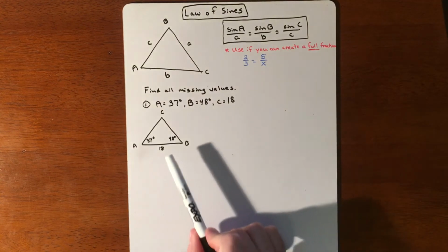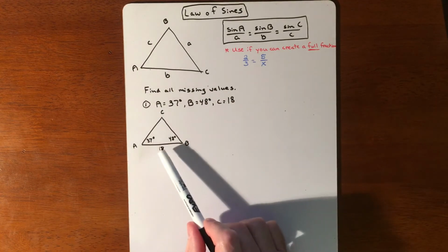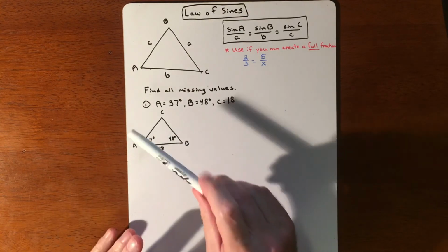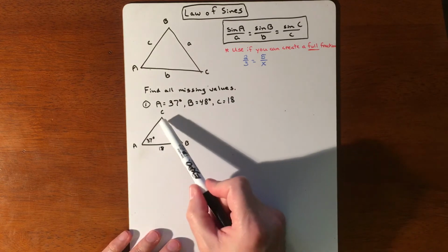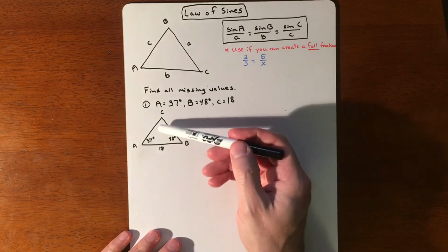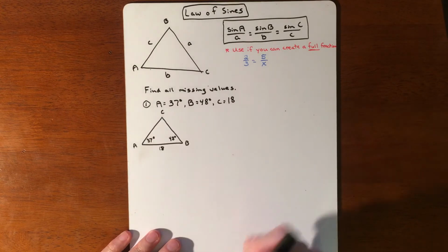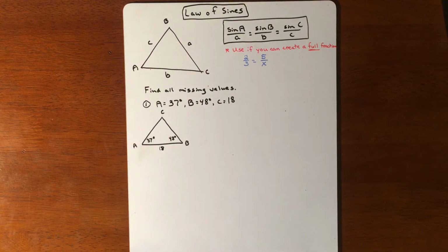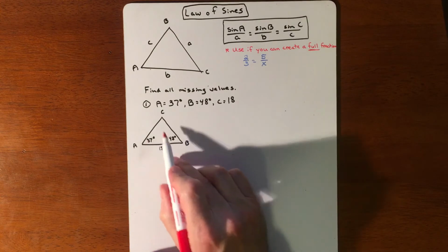If I have this, we're looking to find all the missing values. I don't care about drawing it to scale. I'm just going to draw a triangle and label everything appropriately. So I have angle A, angle B, and side C. Side C is across from angle C, and here's your A and B. Right now I'm looking for an angle and a side across from each other. If I have that, I have one full fraction. But I don't. However, that doesn't mean I don't have everything I need, because I know two out of three angles of a triangle.